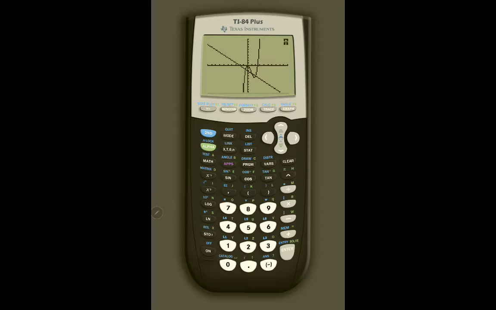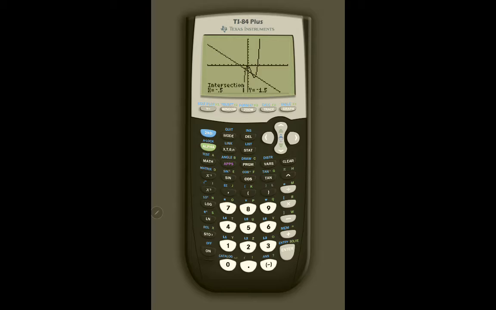And you just press the second button and then trace, and you go down to intersect. And you just put your cursor, moving left or right, close to where the point of intersection is. So there's one, so just hit enter 3 times, and there's a point of intersection. So there's one of our answers. And you can go through and do the rest of that for all those other points, okay?